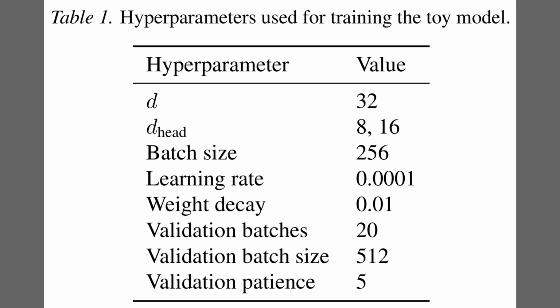Just to round out the technical side, Table 1 details the hyperparameters for the toy model training. You can see they used a compact embedding dimension, labeled D of 32, and varied the head dimension between 8 and 16. These small sizes were critical because they allowed the researchers to precisely control when the feature rank would overflow the head's capacity. Finally, standard settings like a batch size of 256 and a weight decay of 0.01 ensured the optimization remained stable.